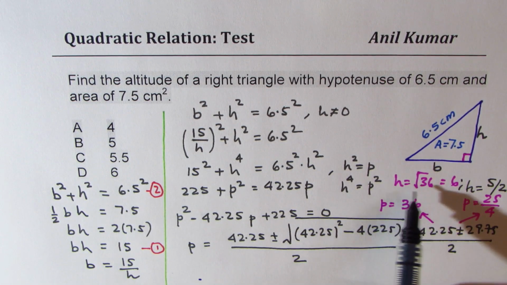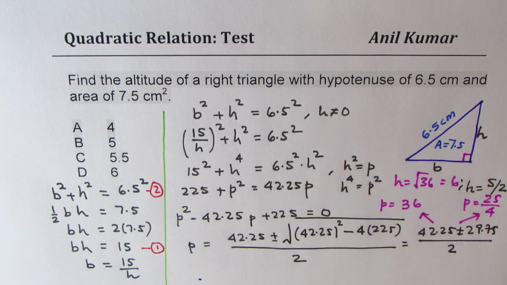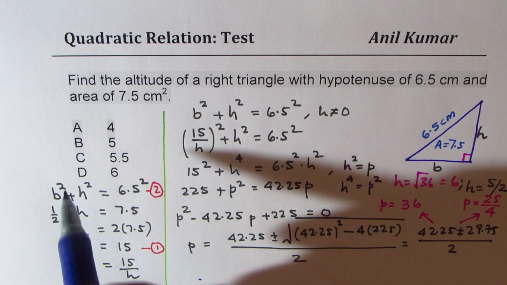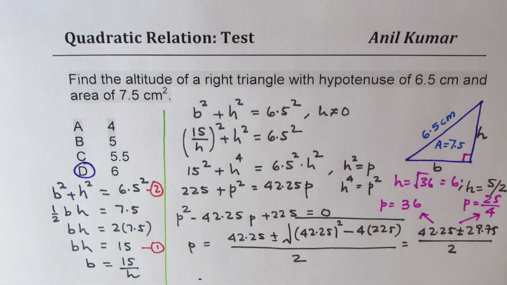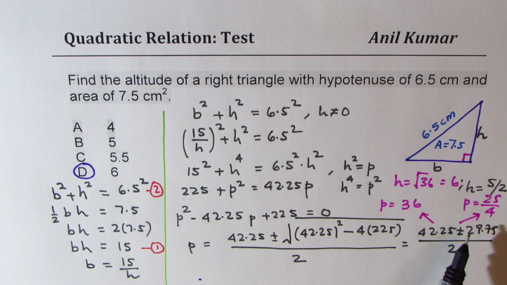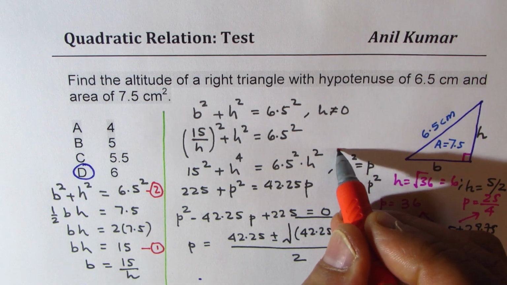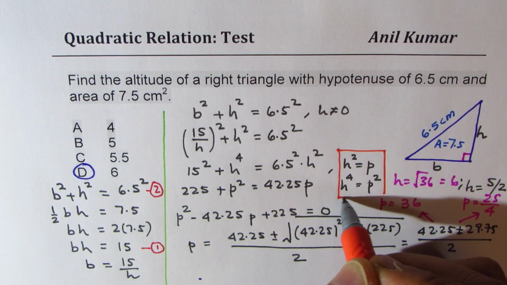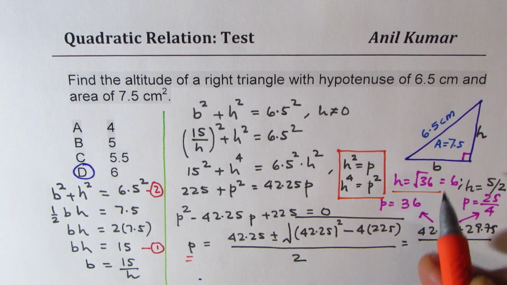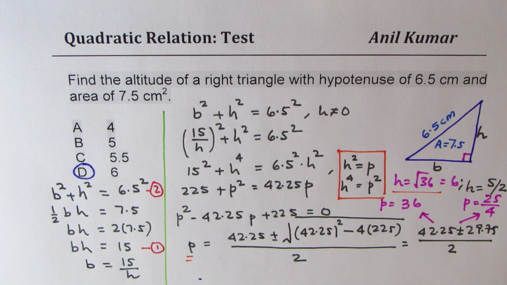Anyway, we got the height as 6. So in our multiple choice question, we get the answer D as the right answer. Okay, so that is how you could do it. So I hope that helps to understand the concept. The very important substitution was to substitute h square as p, right? So when you find p, you have to take the square root and get the answer. So remember that.